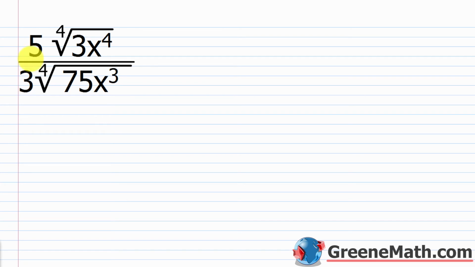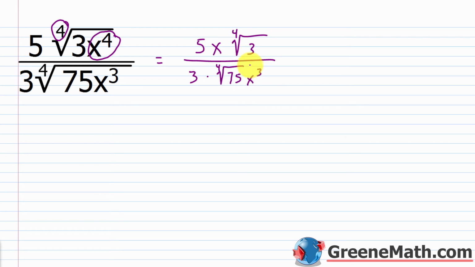All right, for the next one, let's take a look at 5 times the 4th root of 3x to the 4th power over 3 times the 4th root of 75x cubed. So when we look at this in the numerator, if we have x to the 4th power, we're taking the 4th root of that, we know that's just x. So we can simplify that to start and just say I have 5x, right? I just pulled this out, times the 4th root of 3. Okay, then this is over. We have 3 multiplied by the 4th root of 75x cubed. Now, x cubed is not a perfect fourth, so we can't do anything with that. And 75 is not a perfect fourth.